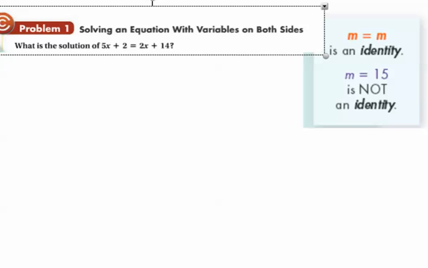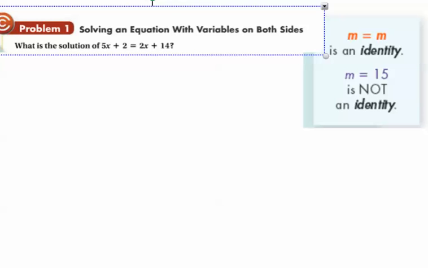But obviously, I have a quick little example. M equals M, that's considered an identity. M equals 15 is not an identity. M equals 15 is a solution. But an identity is basically in algebra when you have the exact same thing equal to the left side as you do on the right.